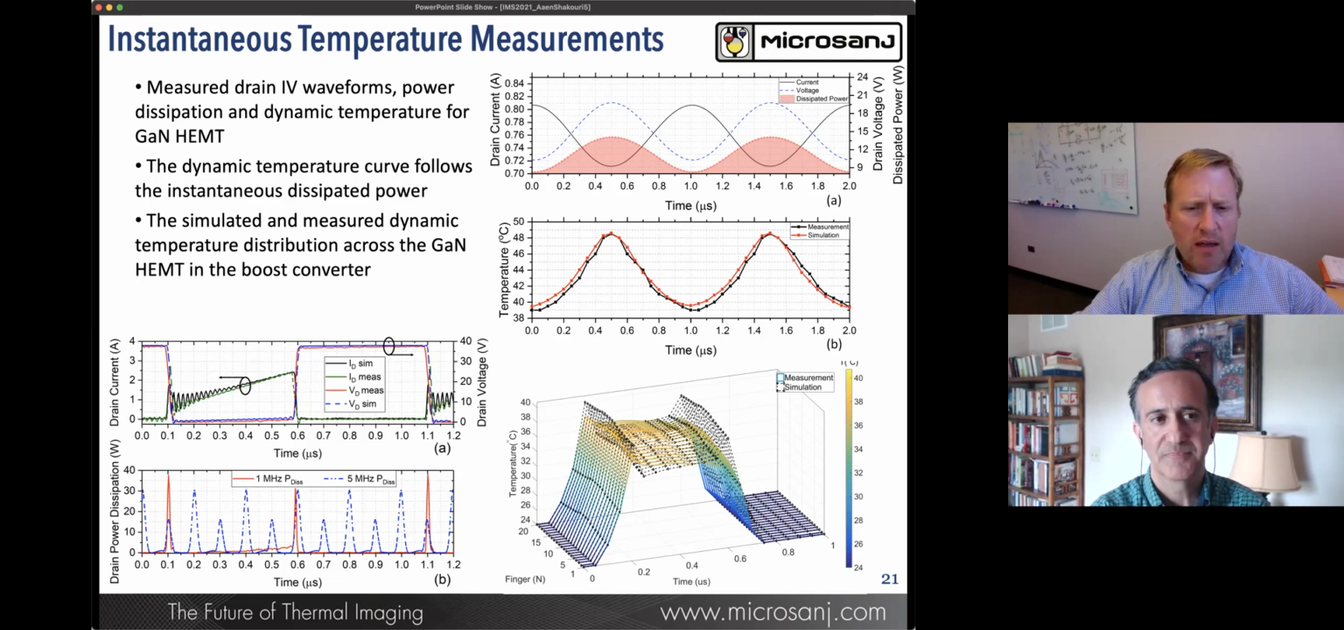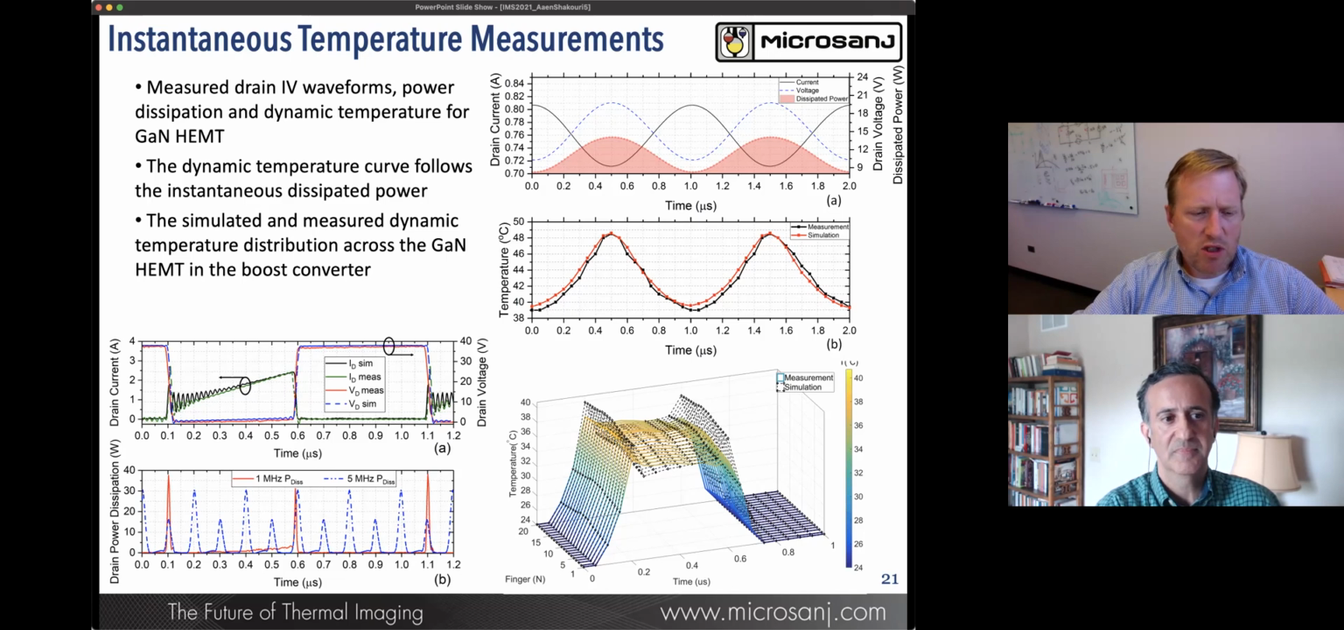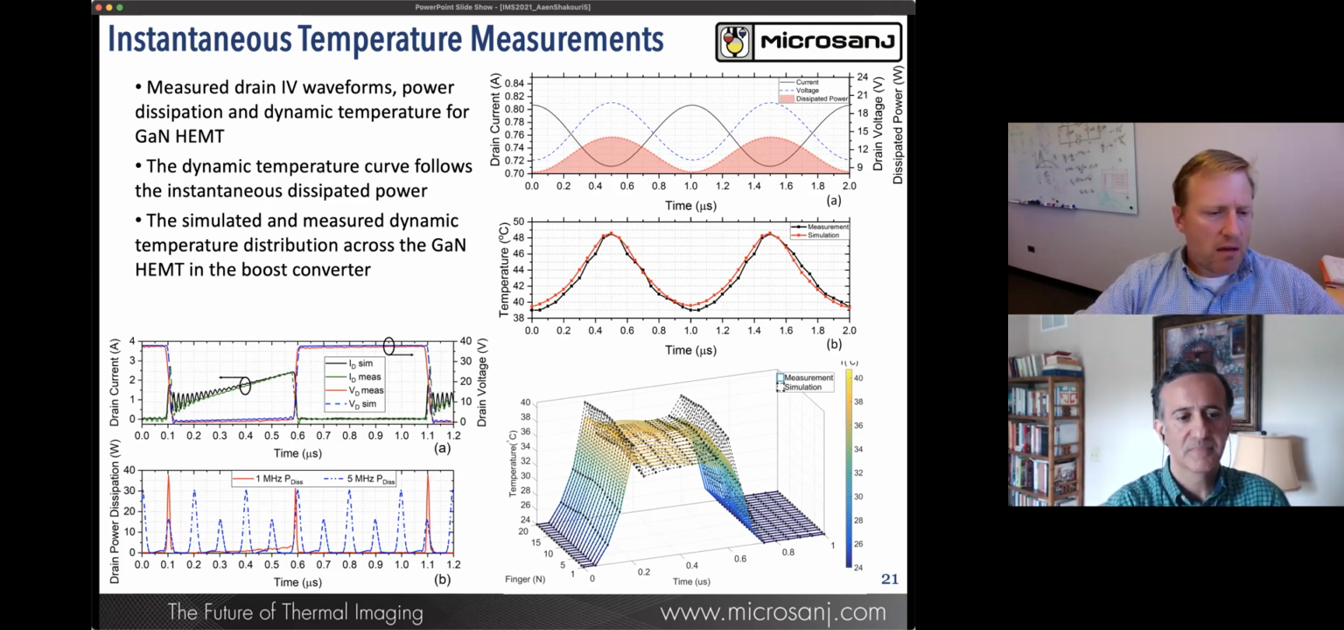And so going back then to the boost converter, what Christian Mattei did was he looked at the design of it, and you'll see the drain current versus drain voltage, so that we can see the device as it's switching on and off. And from that, we can calculate the dissipated power. That's the image in the bottom left-hand corner, where you'll see the drain power dissipation under two different conditions, under 1 megahertz switching and 5 megahertz switching.